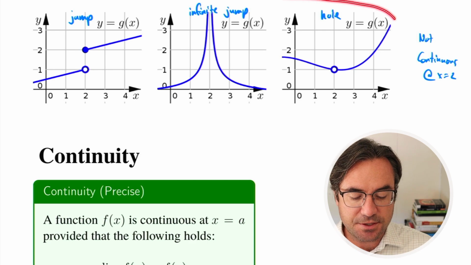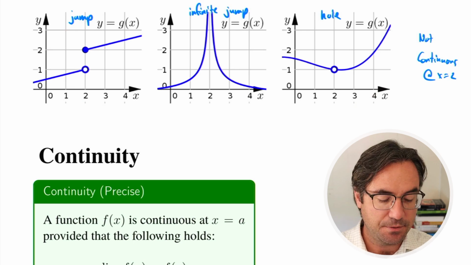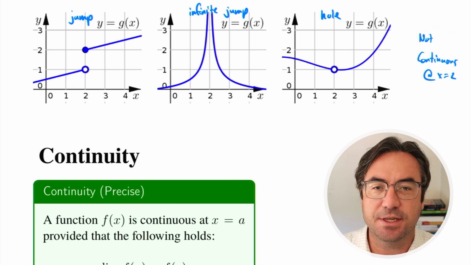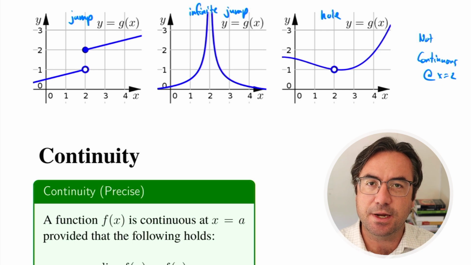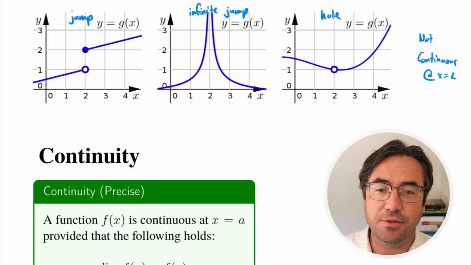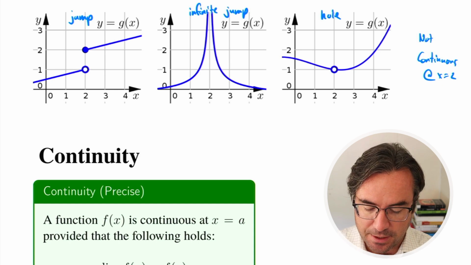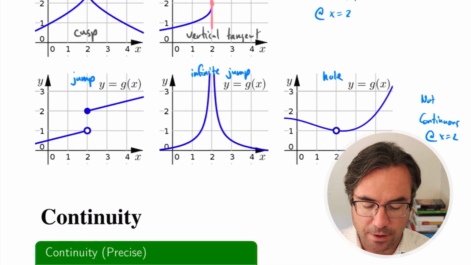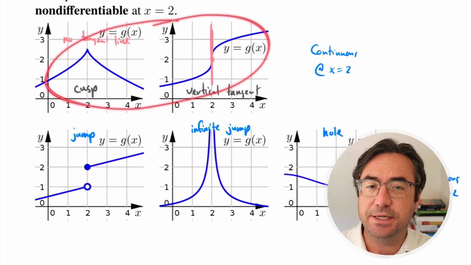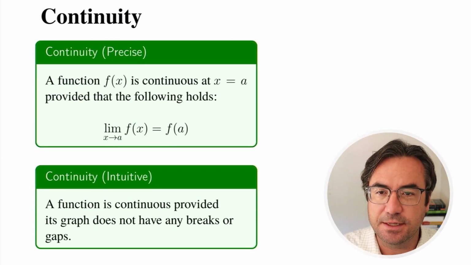So these functions here, these we say are not continuous at x equals 2. As we're tracing over the graph, or as we're trying to draw the graph, if we ever have to take our pen off the page, there's a break in the continuity. Whereas these graphs, these were continuous. So we're going to look at this concept.